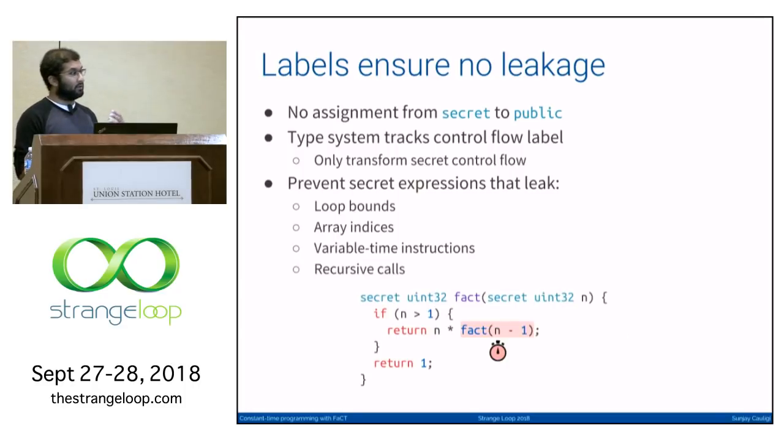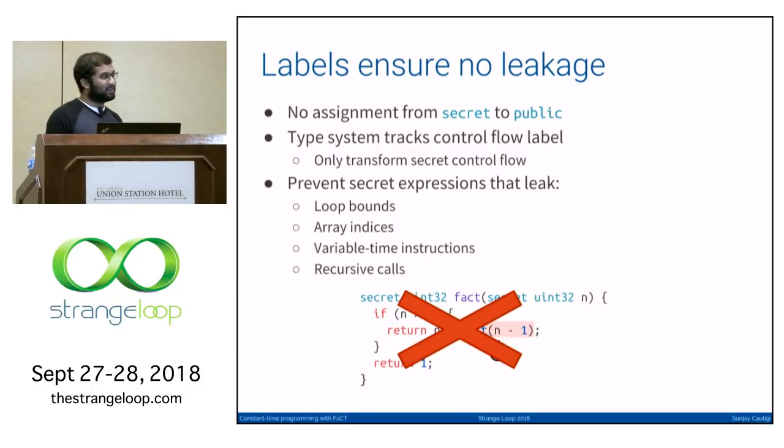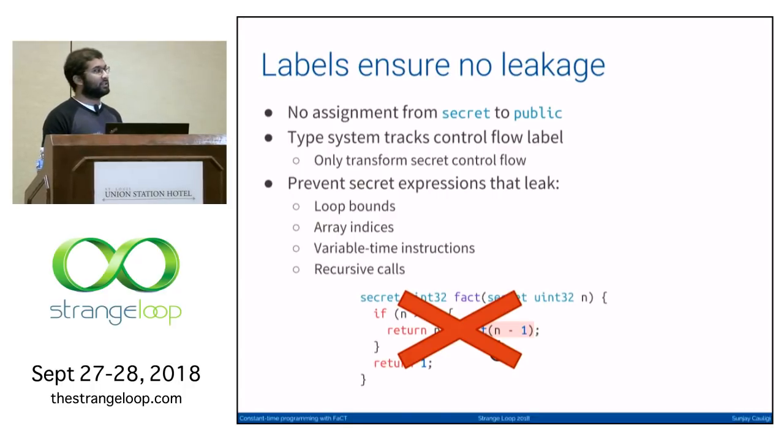There's also the issue of recursion. Recursion can leak data just like a loop bounded by secret values. The number of times you recurse may be based on some secret value. In the FaCT language, we just disallow recursion entirely. We haven't found that it's useful in the cryptographic implementations we've looked at, and so it's easier just to have no recursion at all. FaCT is, after all, a domain-specific language, not a general-purpose language, so we don't need recursion.